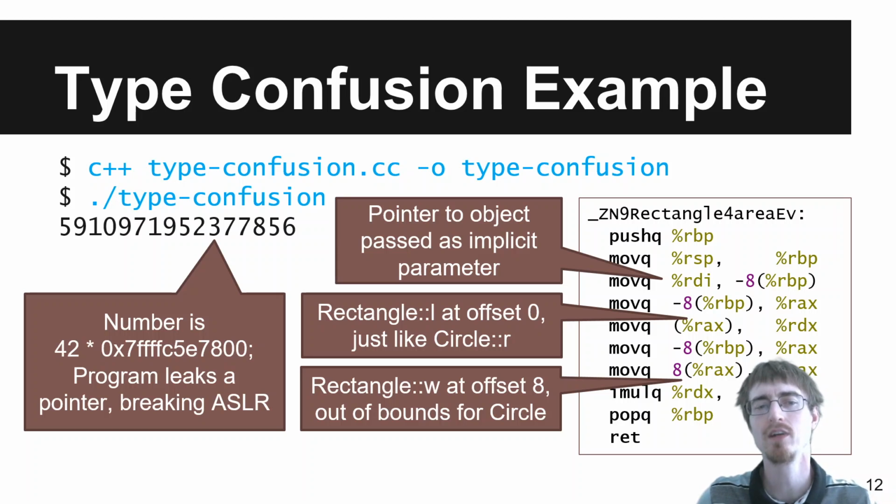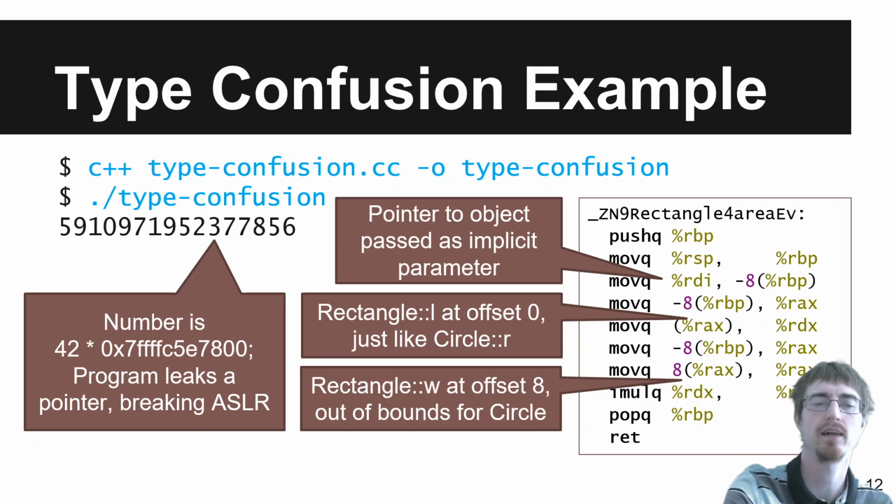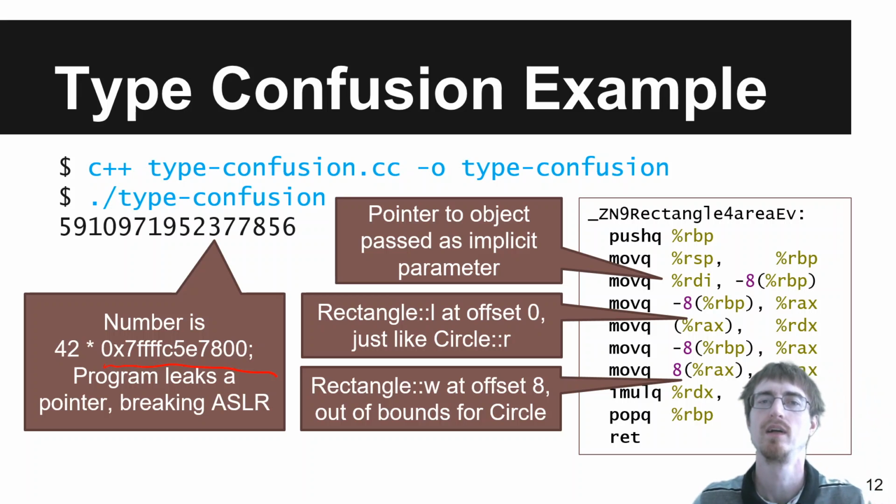So it turns out, if you look at what we did here, that this is actually this value. And this value looks very much like a randomized pointer. So what do we have here? We have a leak of a pointer, as we will see in the defenses section. This is something that actually breaks the ASLR defense. So we have an actual exploitable type confusion bug here in this very simple program.